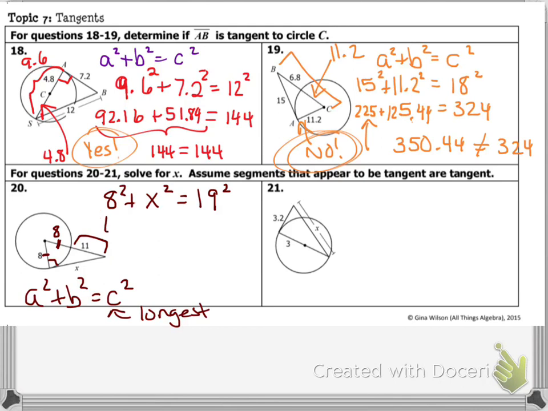8 squared is 64. 19 squared is 361. If I take away 64, I get x squared equals 297. And if I do the square root of that, x equals 17.23.